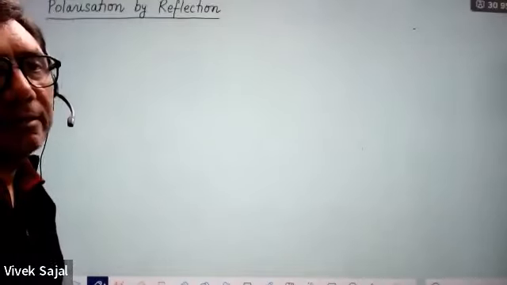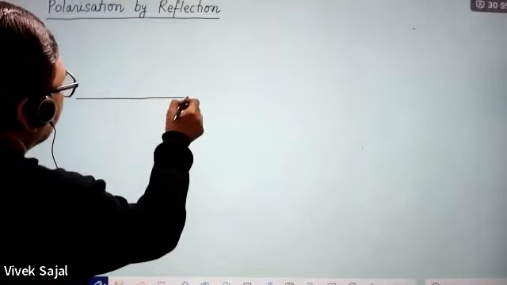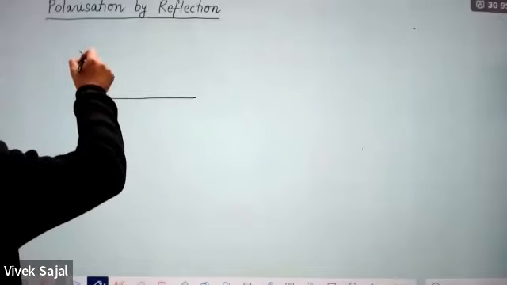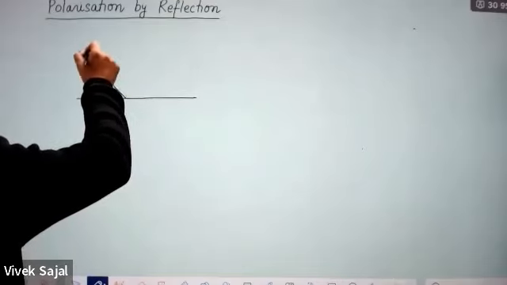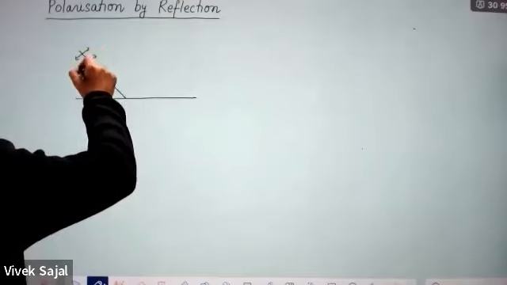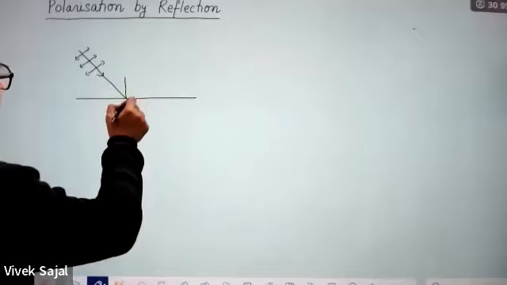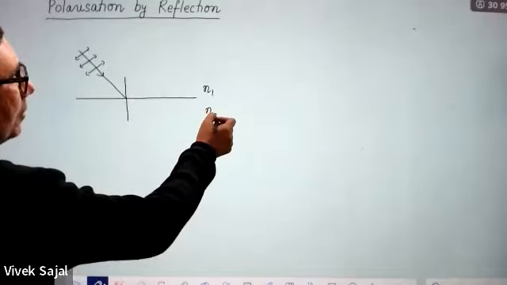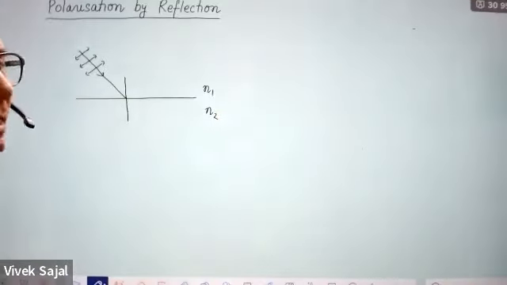So, in the last class, I was discussing polarization by reflection. What I have discussed with you is that if you have p polarized light, a plane polarized light like this, suppose this is the incident. P polarized light means the electric vectors are like this. This is p polarized light, and it is incident on this interface. This is N1, this is N2. The refractive index of the first medium is N1, and the refractive index of the second medium is N2.